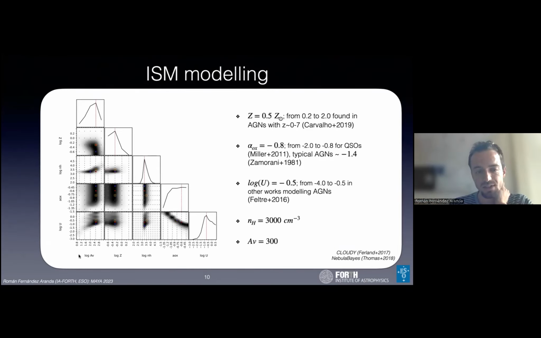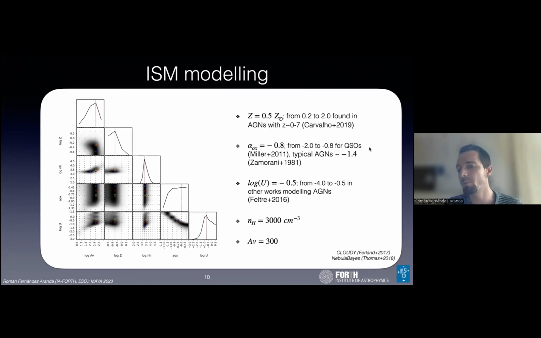On the left, you can see a corner plot of the parameters and the posterior distributions. One by one: first, the best model predicts half solar metallicities, which is in the range that we could expect from other AGNs. It's nothing special. Alpha OX is the ratio between X-ray and optical emission for the AGN. In the literature, we can find a broad range between -2.0 and -0.8. Here, less negative means more intense X-ray emission. And we are in the range, but we are finding intense X-ray emission.